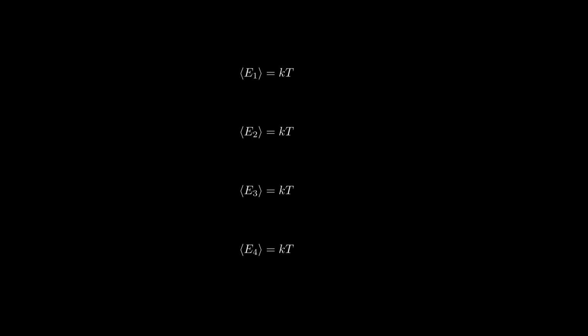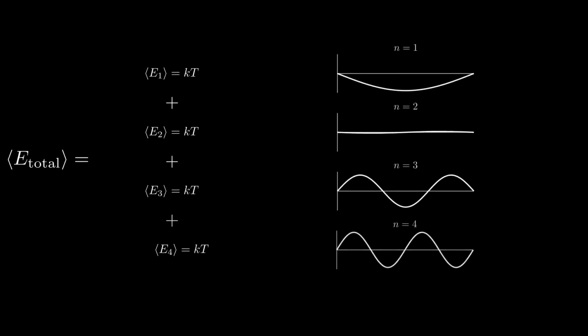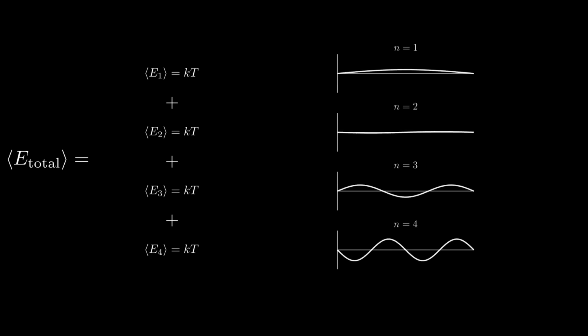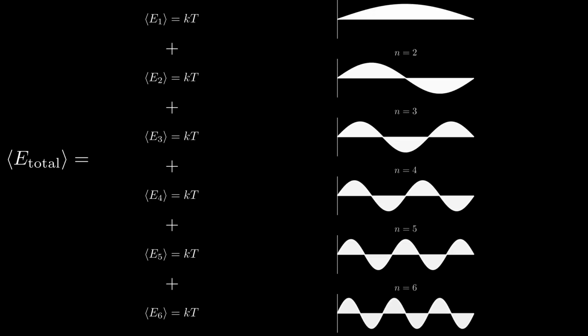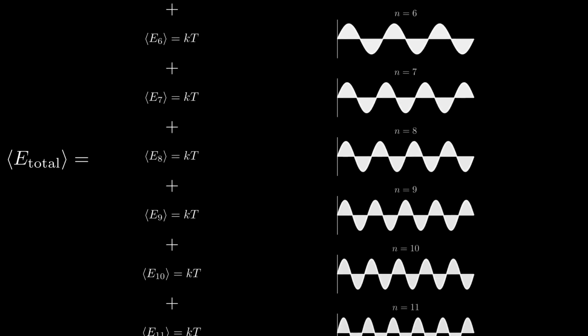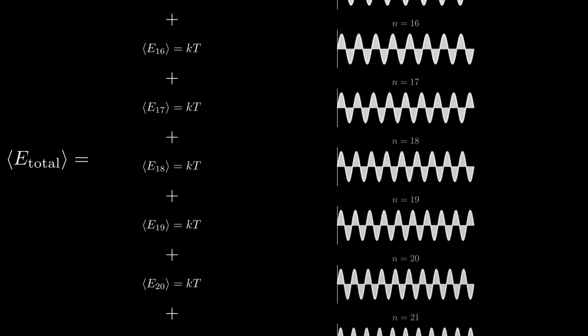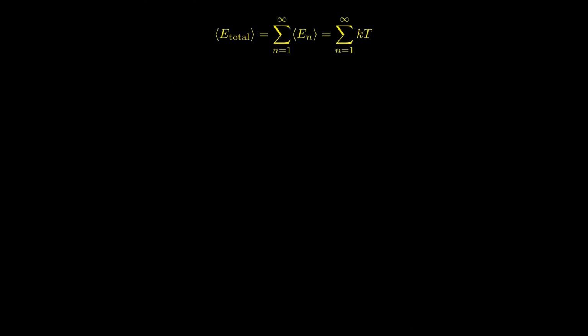So the total average energy in the system would be the average energy in the first mode, kT, plus the average energy in the second mode, kT, plus the third, plus the fourth, plus the fifth, sixth, seventh, eighth, and so on. But the number of modes that can exist inside the cavity never ends. It's infinite. And since each mode contributes the same average energy, the total energy of the system would also be infinite. But what does that mean?